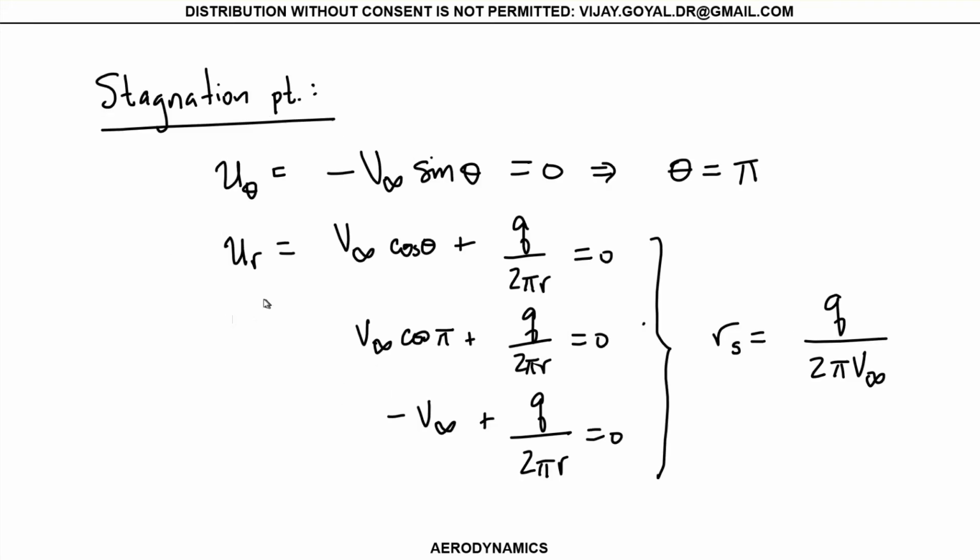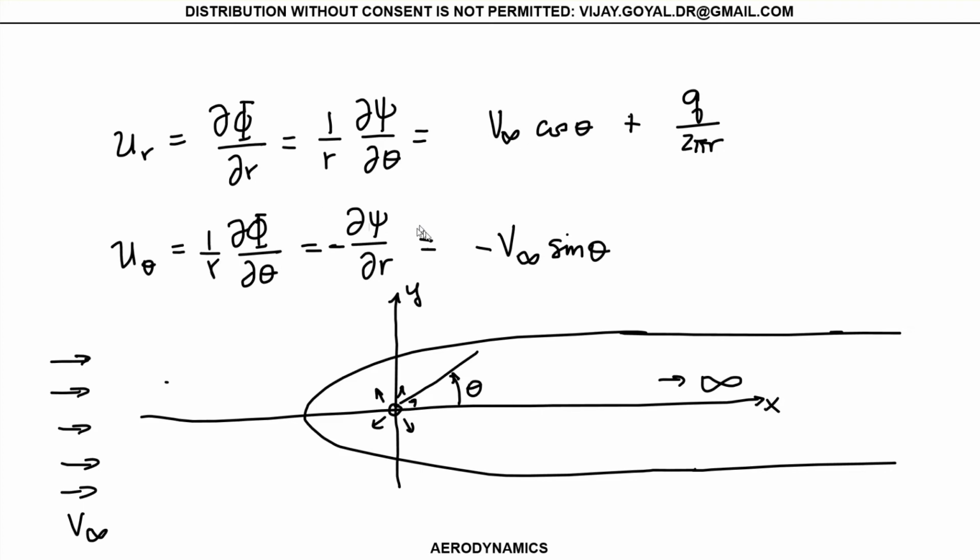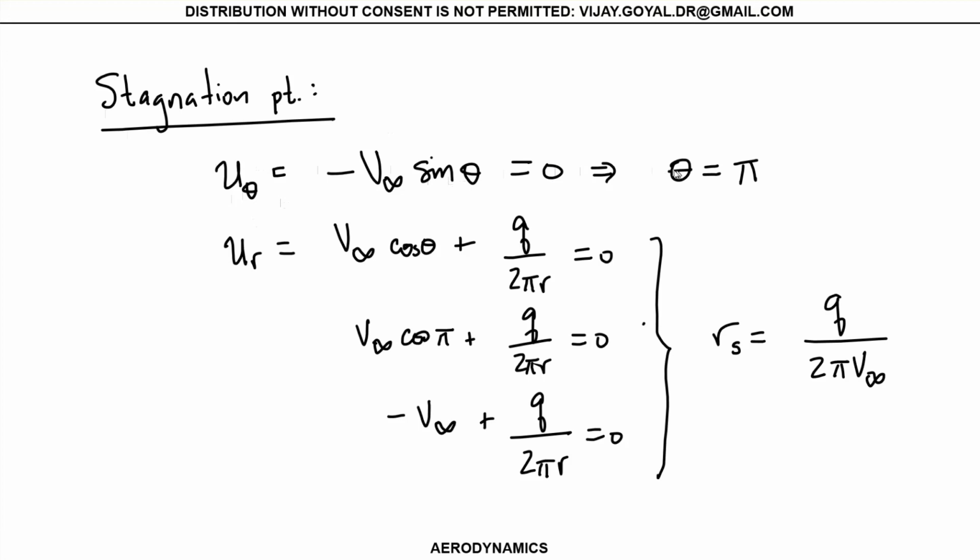So we want to find the stagnation point. The stagnation point is a location where these two are 0. So if I take u theta and I set this to 0, I find the stagnation point can be at theta equal to pi. So I evaluate pi in the first equation for u_r and I solve for r. And you find the r location for the stagnation point is q over 2 pi V infinity. Again, we are doing the same thing that we have been doing: finding the stagnation point, making u_r and u theta equal to 0.